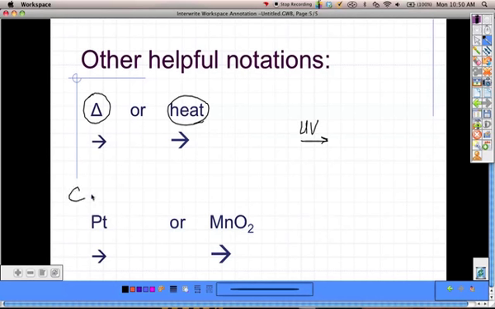These down here are catalysts. Platinum is a common catalyst. MnO2 is a common catalyst. They don't actually react with the chemicals. So they're not a reactant. They're not shown in the products. They just decrease the activation energy that is required for the reaction to take place.